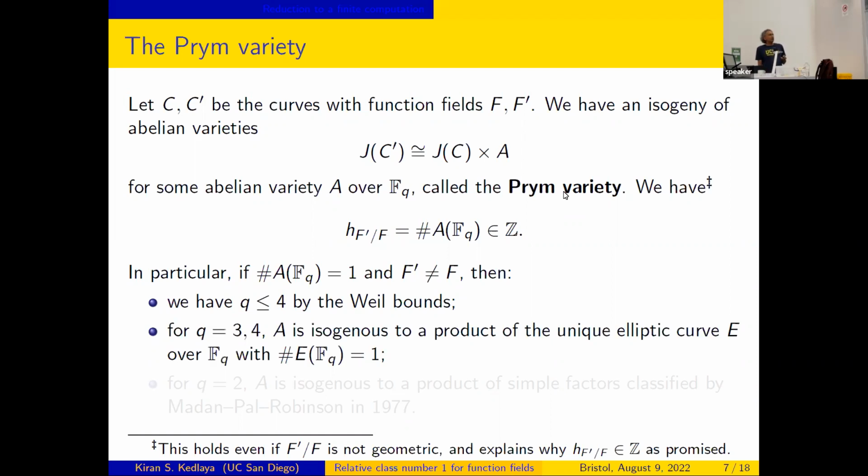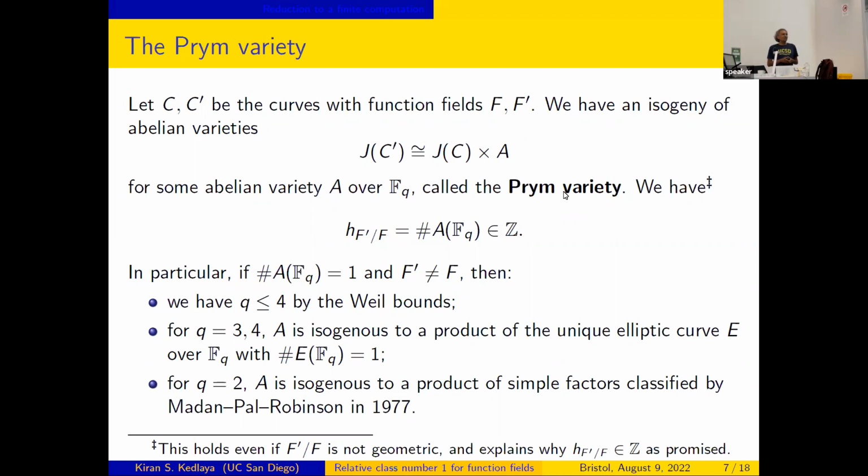For Q equals 3 and 4, you also have very limited options. This A has to be isogenous to a power of the one elliptic curve over F_Q with a single F_Q-rational point, and A has to be isogenous to a power of that.